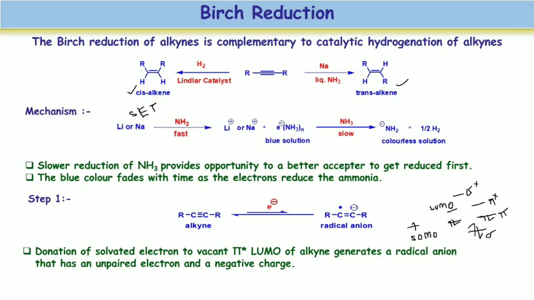So the unpaired electron present in the SOMO is donated to the vacant pi star orbital of alkyne, and that will generate radical anion. Now if you see the radical anion, the unpaired electron and the negative charge are residing on the adjacent carbon. So the generation of such species is basically energetically unfavorable. So this equilibrium is almost on the left hand side.